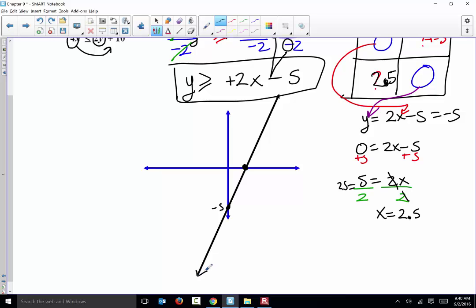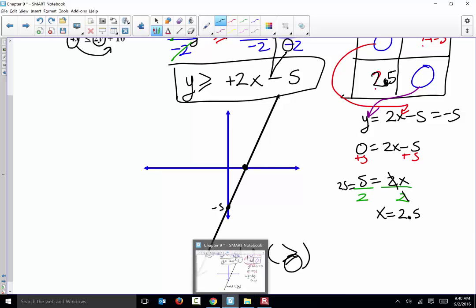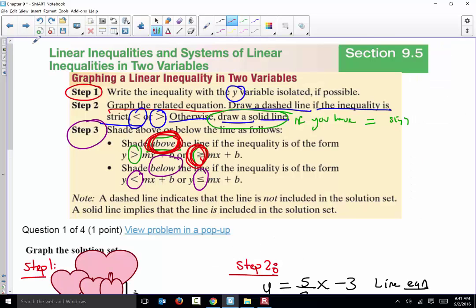There you go. This is our line. It's solid. Why is it solid? Because of this symbol. You have an equal symbol. Now, which side are we going to pick? Again, look at the table. If you hesitate, always refer to the table.